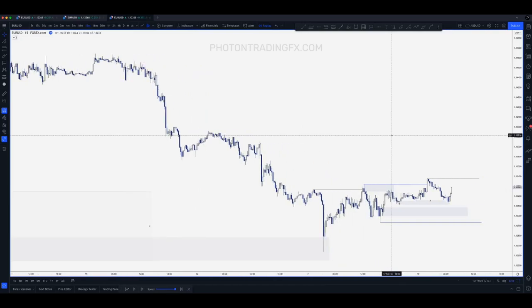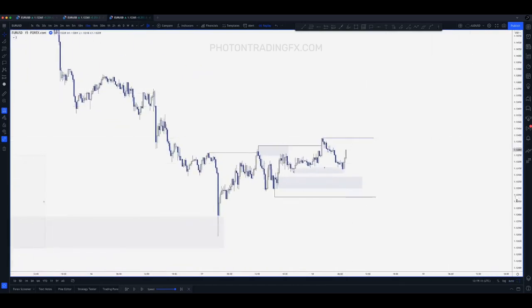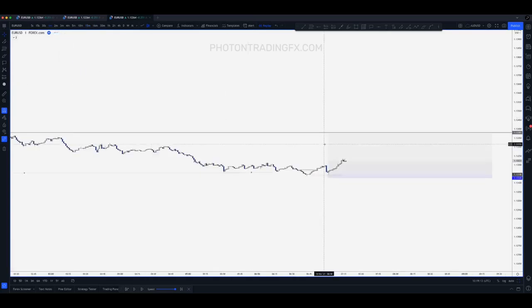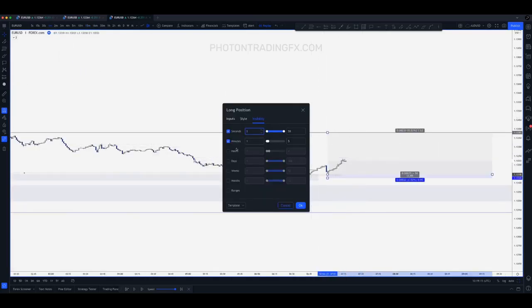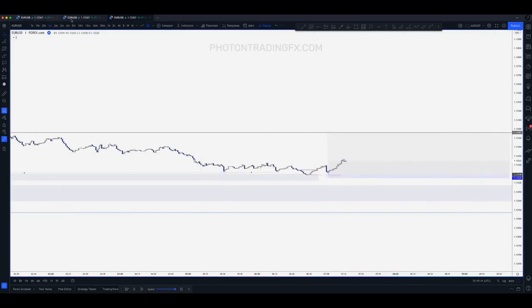Okay, finally got that to load. So yeah, I'll tell you what, I'll fire up the risk reward tool on there so you can see exactly what's going on here. 15, there we go. Okay, so we jump back to the 15.